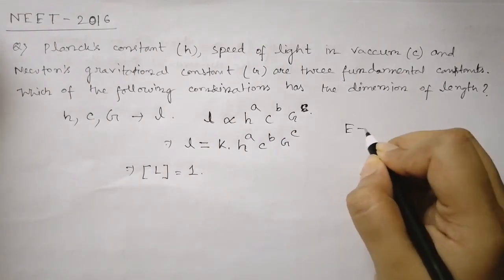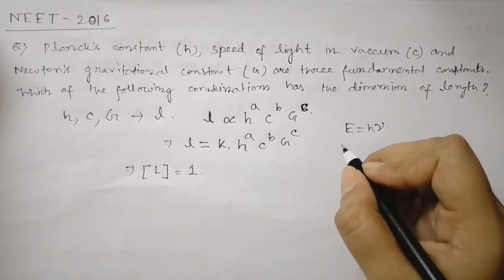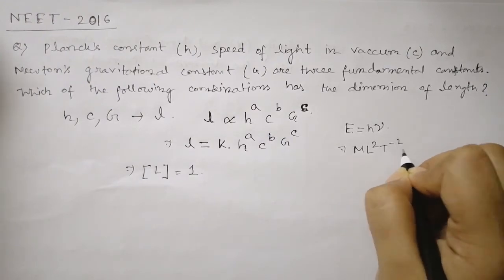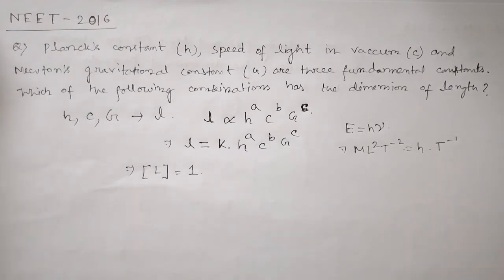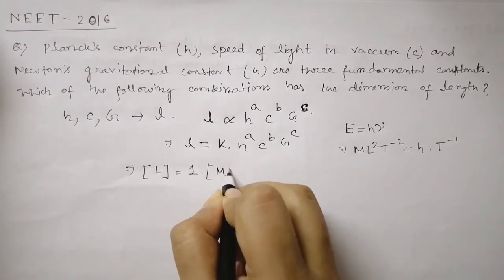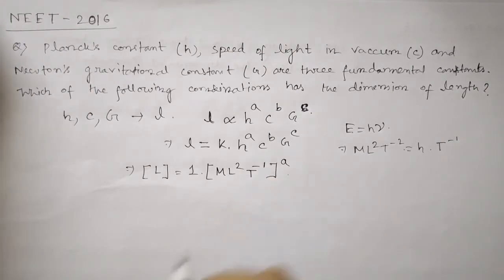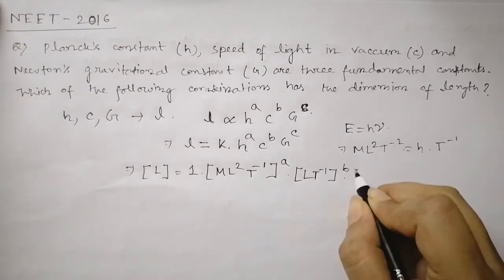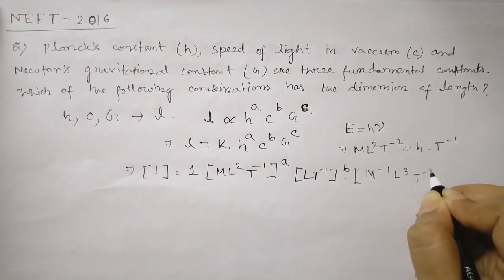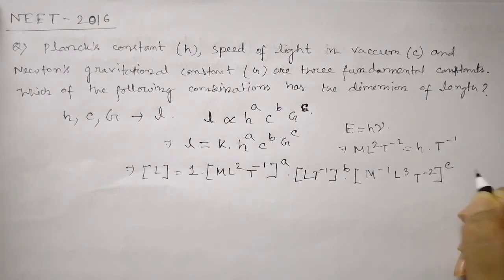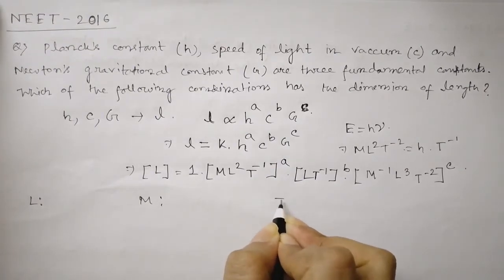You remember the formula, energy equals h nu. In place of energy, put dimension M L square T to the power minus 2. In place of frequency, put T inverse. Then you can get the dimension of h. M L square T to the power minus 1, whole to the power a. L T inverse to the power b. The dimension of gravitational constant is M inverse L cube T to the power minus 2, whole to the power c. Equate the powers of L, M, and T.